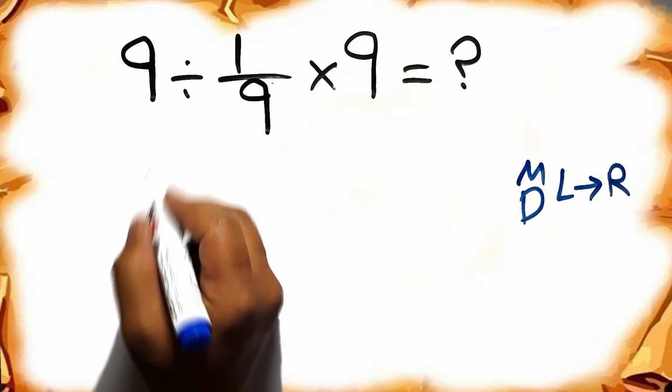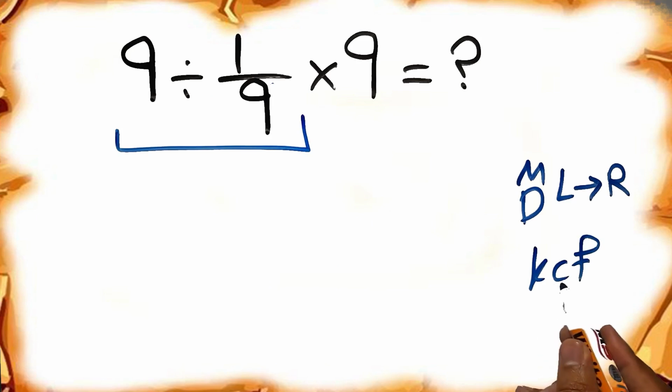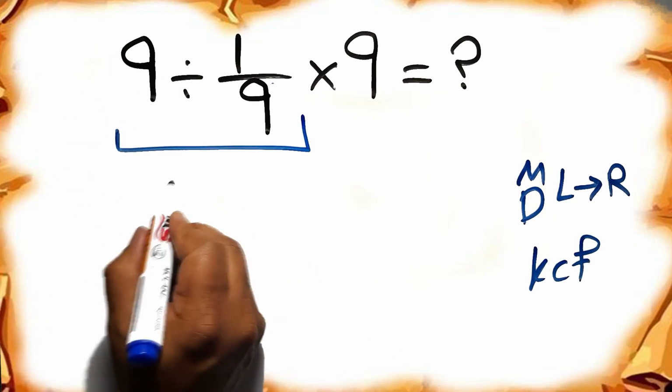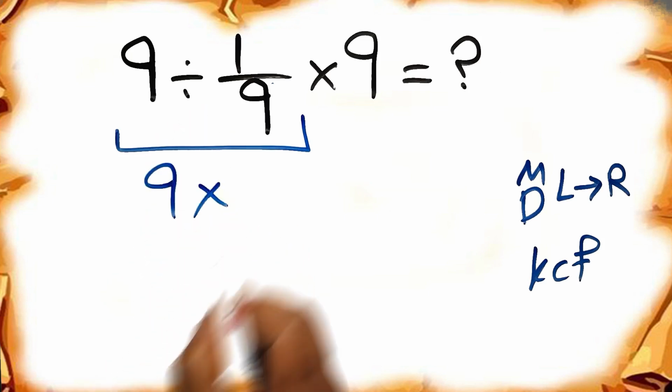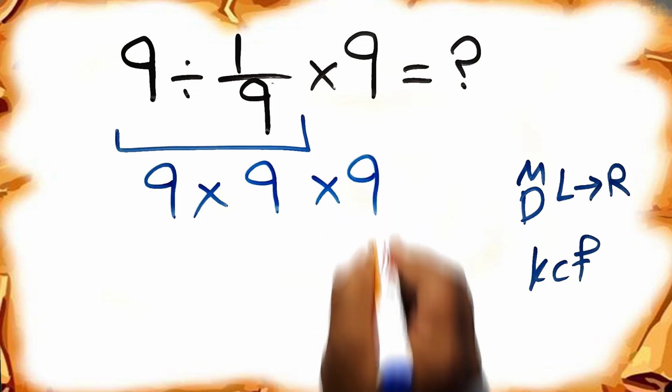So first this division, 9 divided by 1 over 9, according to the KCF rule. K stands for keep, C stands for change, and F stands for flip. We can write keep the first fraction, change the division to multiplication, and flip the second fraction. And again here we have times 9.